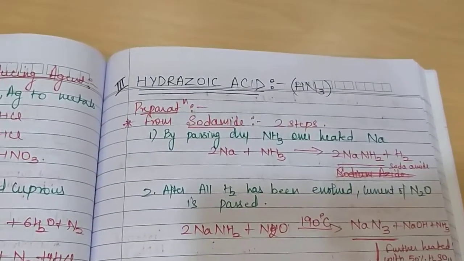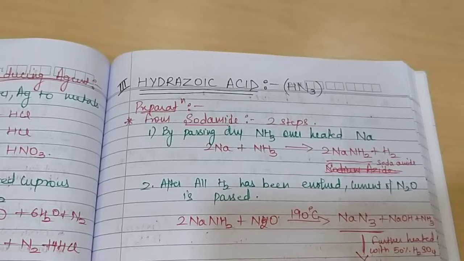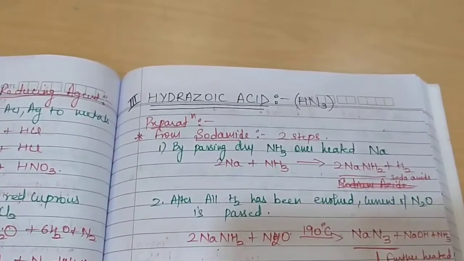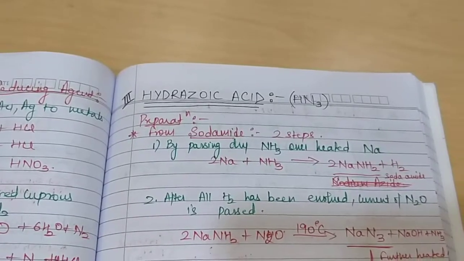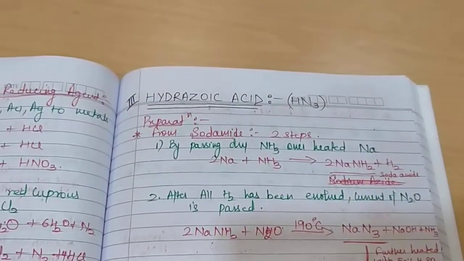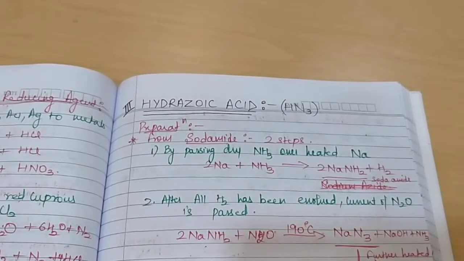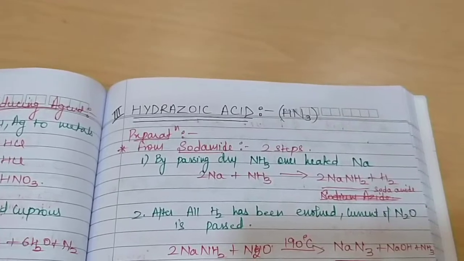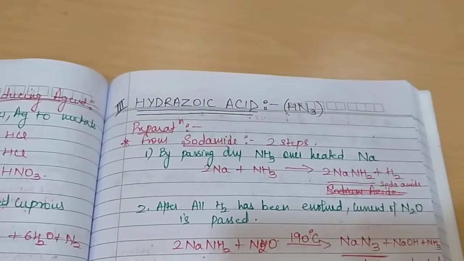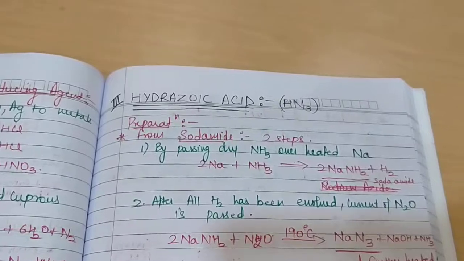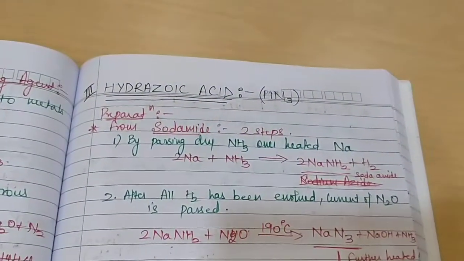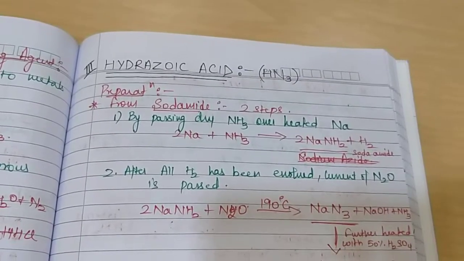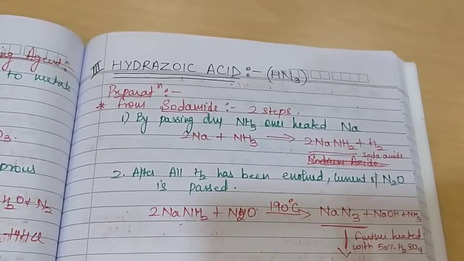Its preparation is done from sodamide, and we prepare sodamide by the action of sodium metal on ammonia. When the sodium metal is reacted with ammonia, we get sodamide with the release of a large amount of hydrogen gas. And when the hydrogen gas stops coming out, after all the hydrogen has been evolved, we pass a current of N2O.